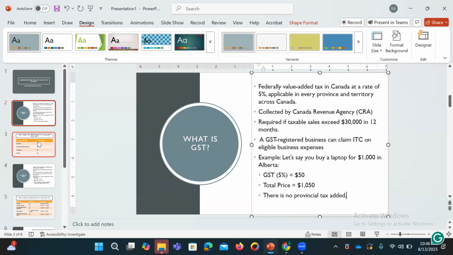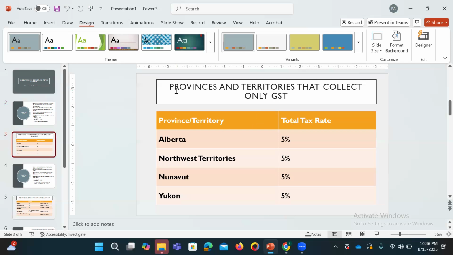So what are the provinces and territories that collect only GST? No HST, no PST, only GST. There are 4 provinces and territories in Canada that collect only GST, which are Alberta, Northwest Territories, Nunavut, and Yukon. So these provinces and territories have the minimal GST HST rate, which is only 5%.